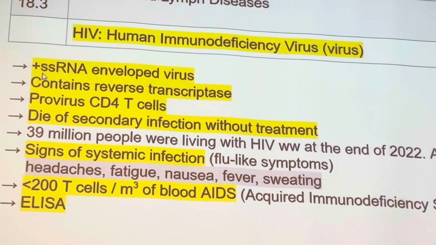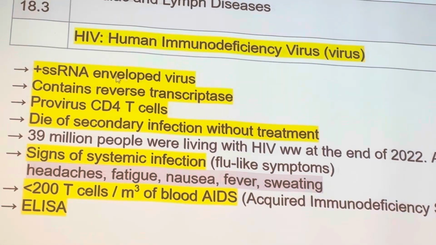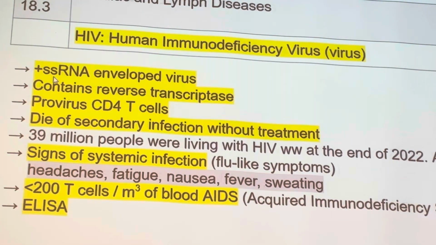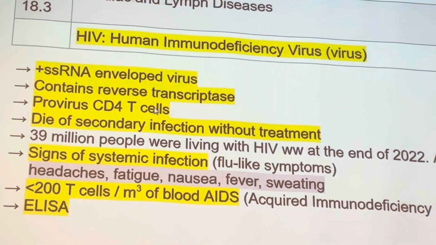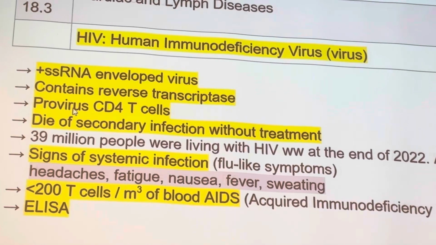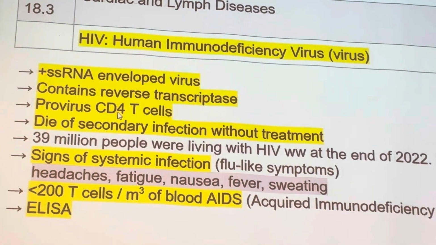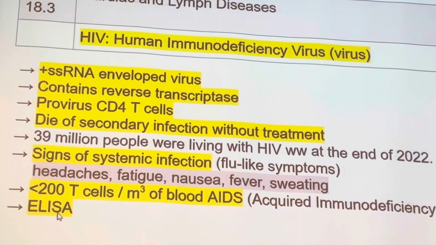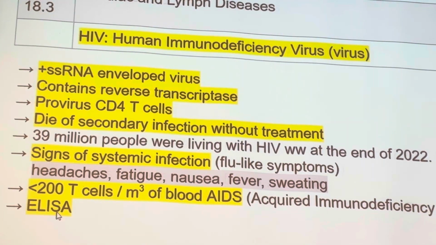Then we had HIV. Don't stress about the positive single strand envelope situation yet. We'll talk more about that and reverse transcriptase during the final. But know that with HIV, the CD4 T cells die, and patients die of secondary infection because of the low CD4 T cell count. Systemic infection, AIDS is a low T cell count, and we test that with ELISA. You can be safe to say that if it's a virus, using ELISA, that would always be the case.